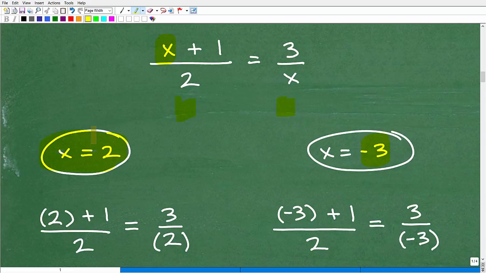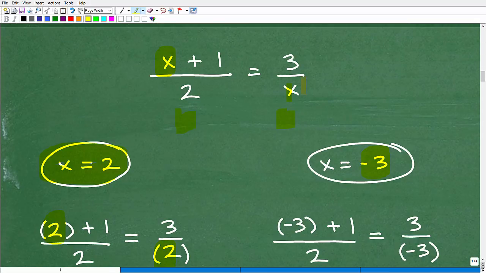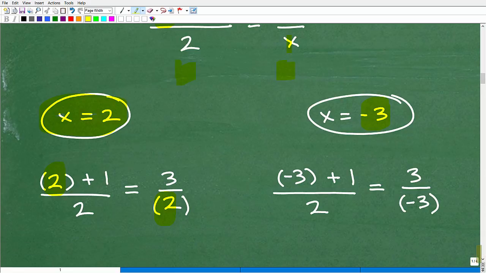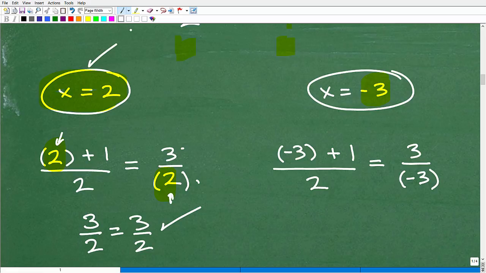Let's start off with x equals 2. We'll plug it in. We'll replace the x in the proportion. Let's see what happens. Here was x, I'm plugging a 2 there, and here was an x right there. So let's go back and reference our proportion here. For 2, I'm going to get 2 plus 1 in the numerator, so that's 3 over 2. Is that equal to 3 over 2? Yes, it is. That's a true statement. So 2 is a good solution for this proportion. So that checks.